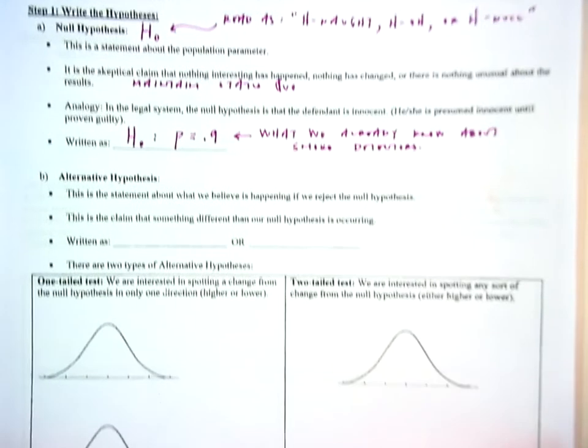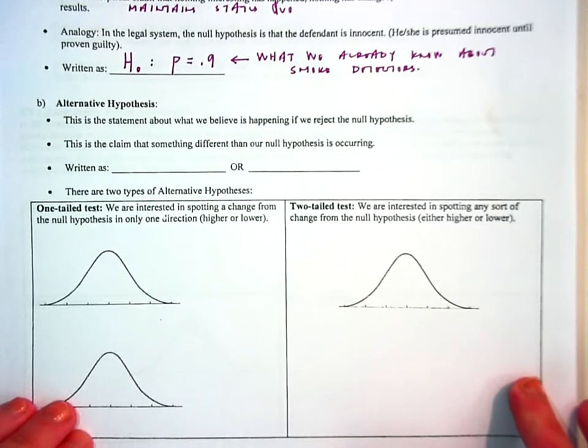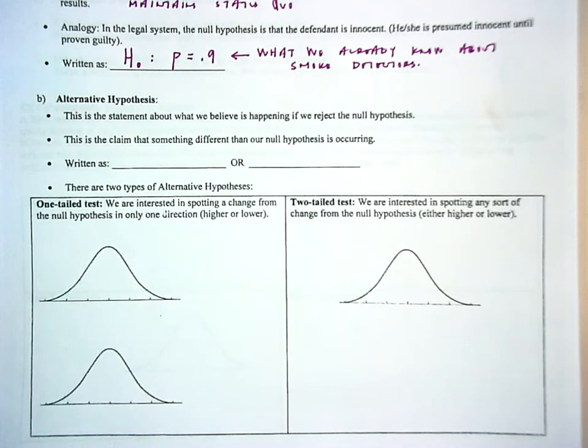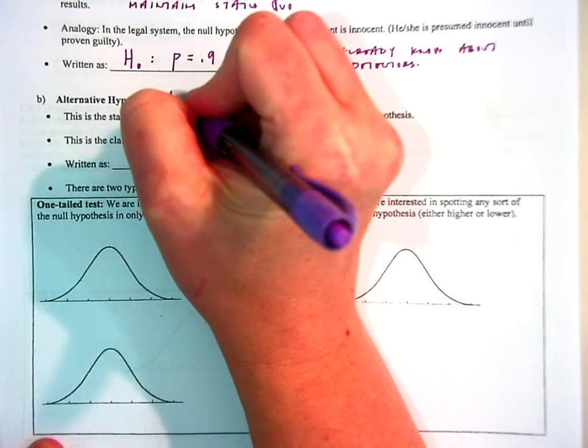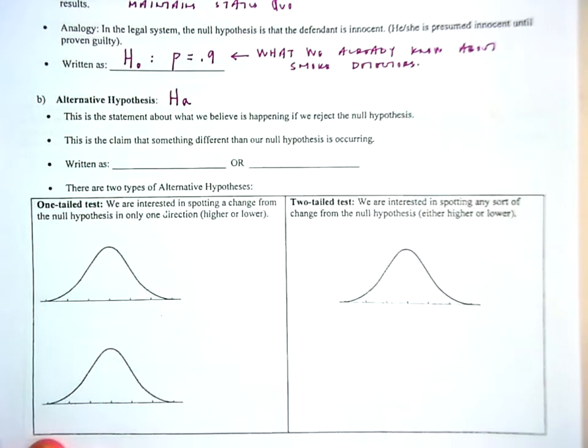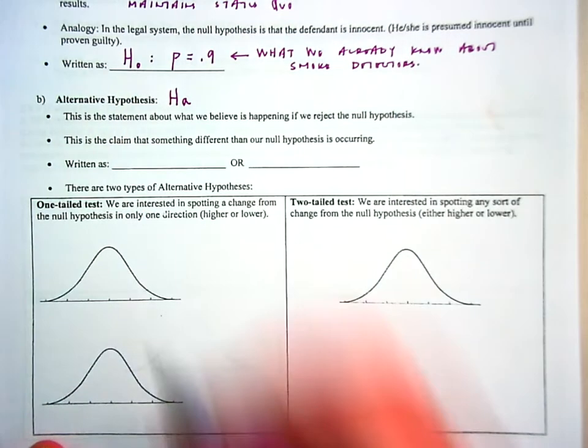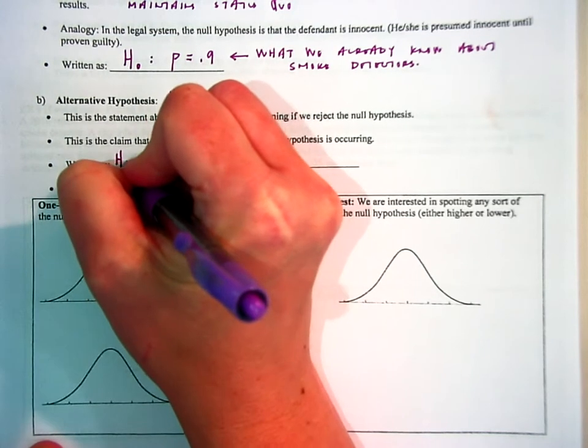Then we have our alternative hypothesis. This is the statement about what we believe is happening if we reject the null hypothesis. It's saying that something different from our null hypothesis is occurring. Our alternative hypothesis is an H with a sub A like that. And when I write it, it could be two different ways.